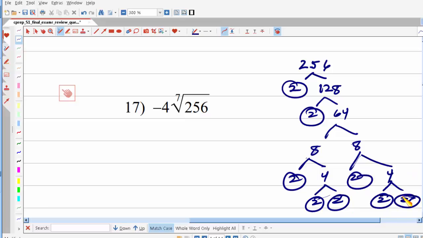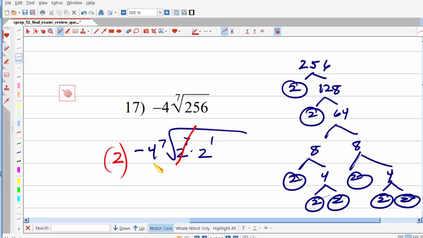I have 8 2's. And I'm looking for the 7th root, so I'm going to write my 8 2's as 2 to the 7th times 2 to the 1st. That is 2 to the 8th, and I have 8 2's multiplied together to give me 256. Now I go through, and the 7th root of 2 to the 7th is just 2. So now I multiply what's outside the radical together, and I get negative 8, 7th root of 2.